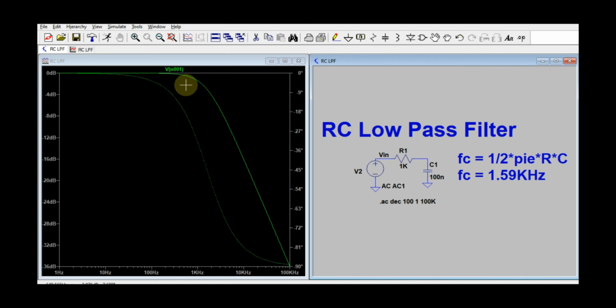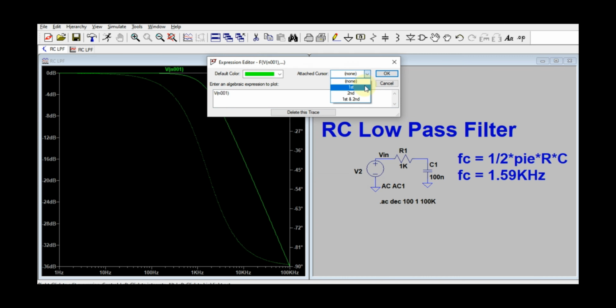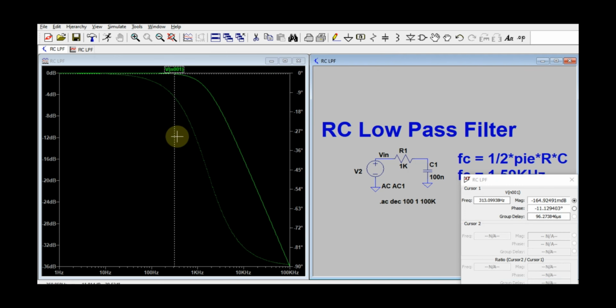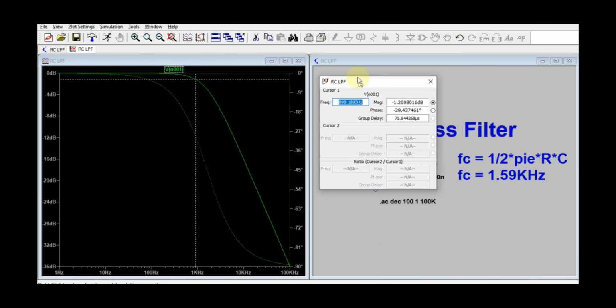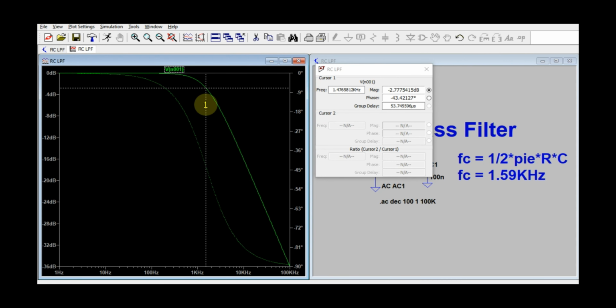So let me show you the behavior. Just click on this point, V at this node, and right click here. You can see the cursor option. Tick first cursor 1. Okay, now you have one cursor. Let me show you the frequency. You can write it here. I want to go to the frequency 1.59, right? 1.59. Yep. Okay, it's not exactly 1.59, but it will do the job.